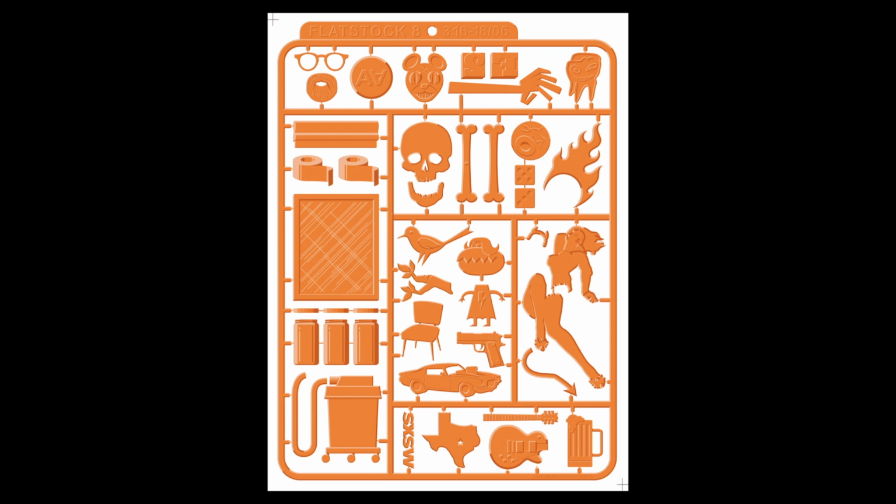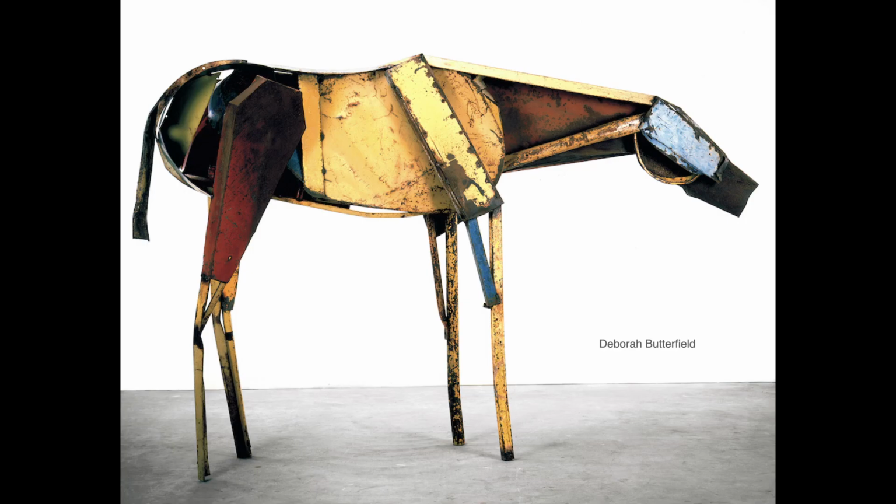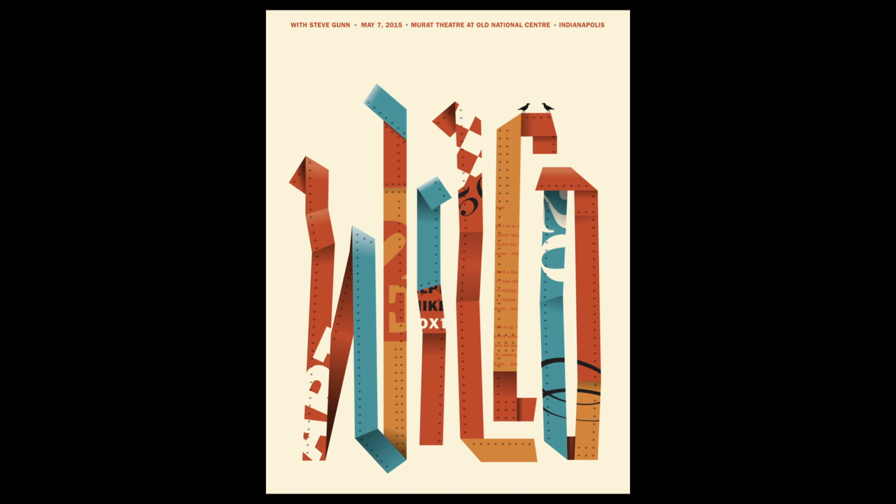So a bunch of different objects that represented how to make posters, some famous gig poster artists and elements that are often used in posters. I had seen Deborah Butterfield's work in a few places. I don't remember exactly where I saw it when I was working on a Wilco poster. And the folded metal is what inspired this piece for Wilco.